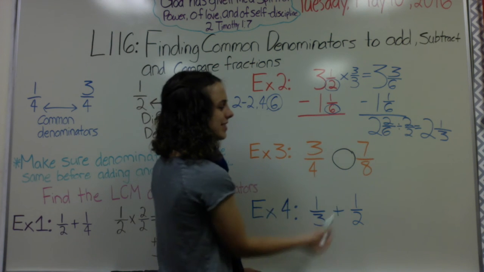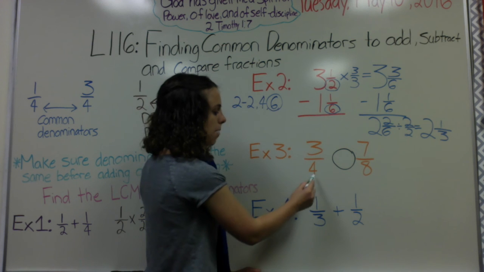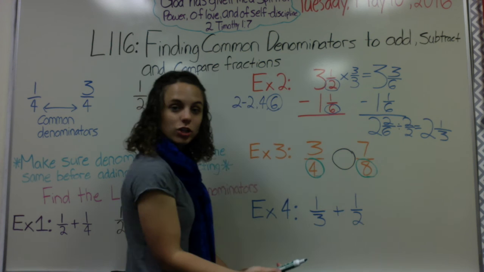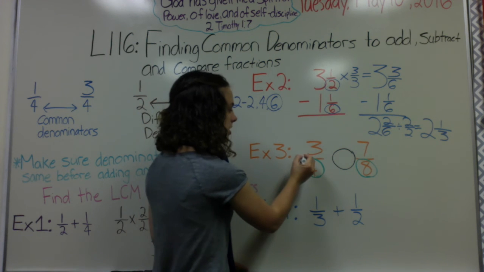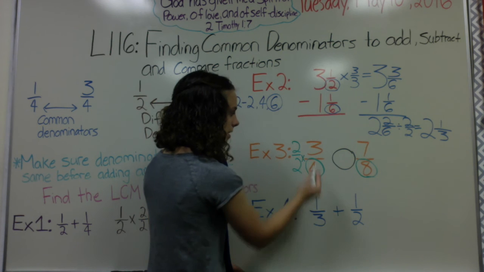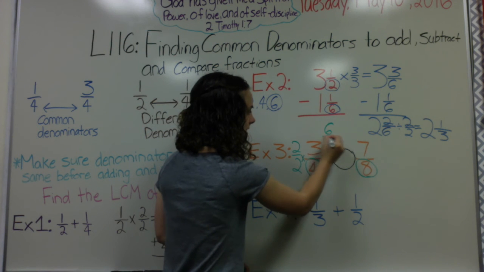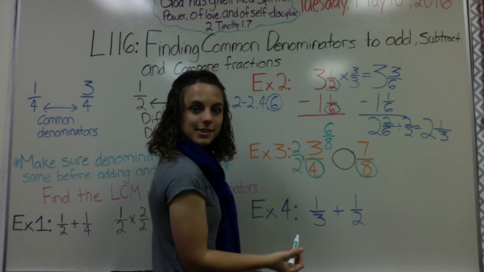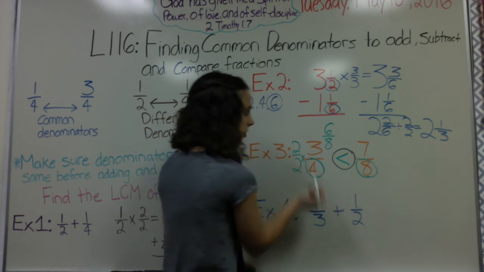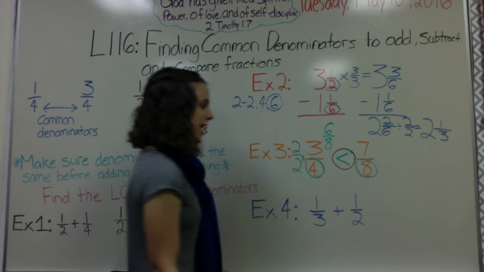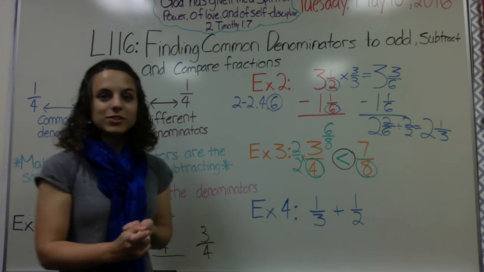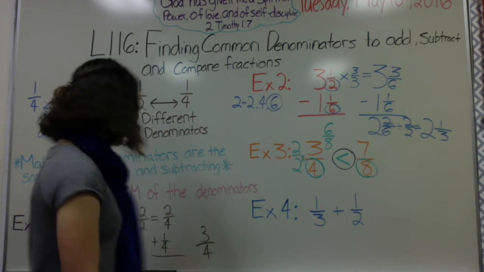So 3/4 and 7/8. The least common multiple of my denominators, 4 and 8, is actually 8. So I'm just going to change this side, multiplying by 2/2. So on this side, I actually have 6/8 and then 7/8. I know 7/8 is larger than 6/8, so I know for a fact that 3/4 is less than 7/8. Now example 4. Go ahead and try this by yourself first and then I'll go over it.